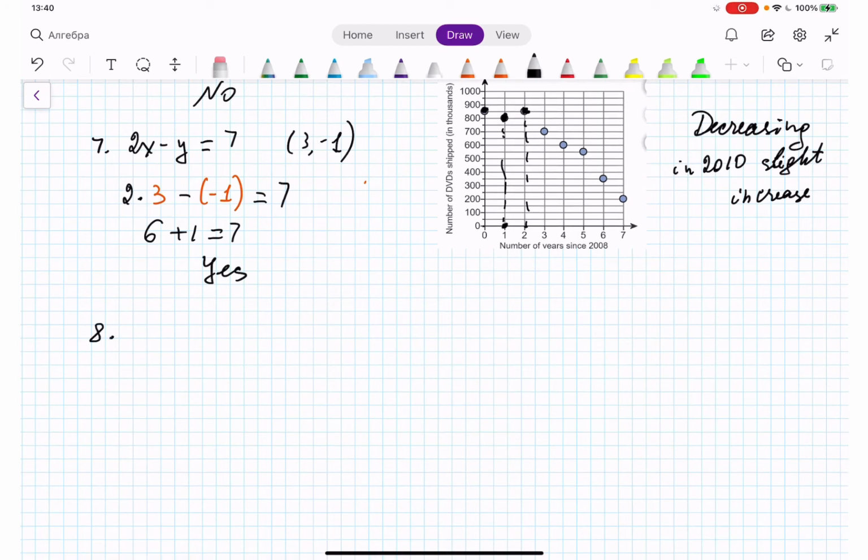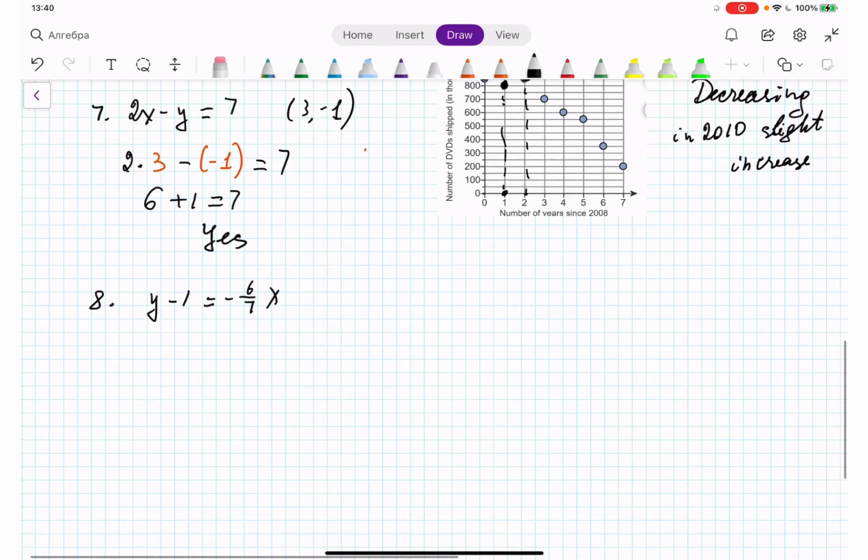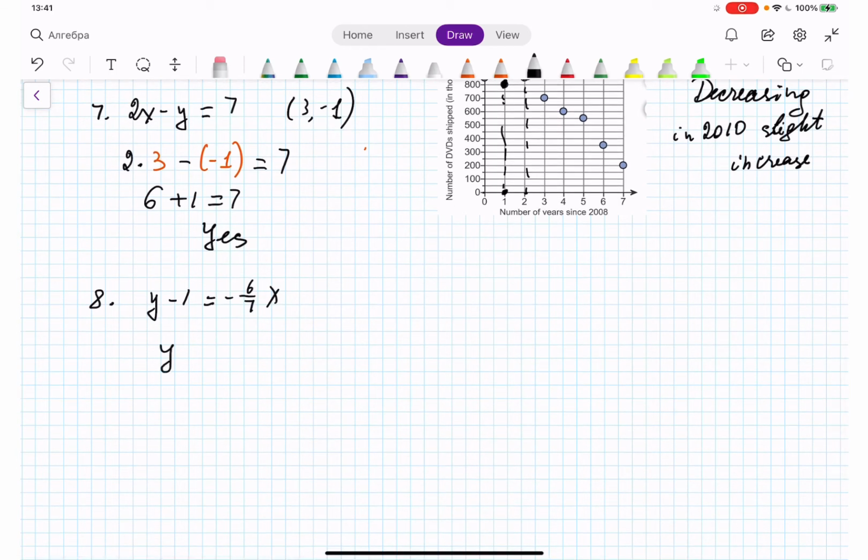Number 8. We need to solve for y. So we have y minus 1 is equal negative 6 over 7x. Okay, y is equal negative 6 over 7x, and this one moving to this side, right? And flip the sign. It was negative, it will become positive. Okay, and we have it.